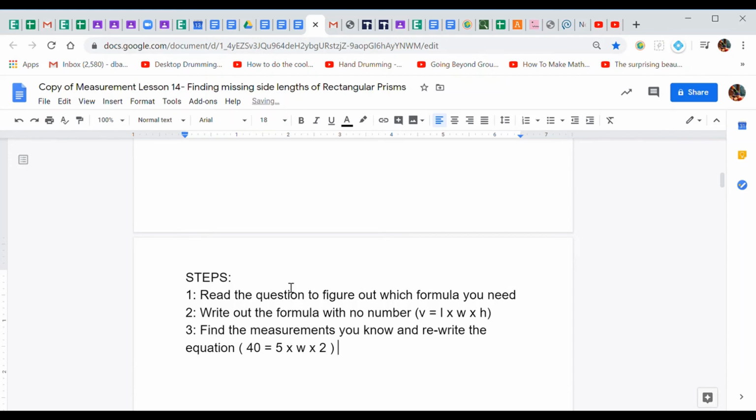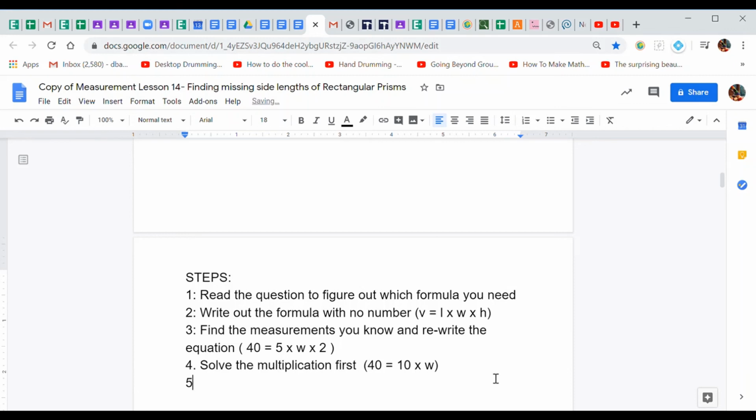So that's my example. And then 4, you're going to solve the multiplication first. In this case, I would do 5 times 2 first. So 40 equals 5 times 2, which is actually 10. 10 times W. Even though the 5 times 2 aren't next to each other, since it's all multiplication, I can do it in any order. So 10 times W.